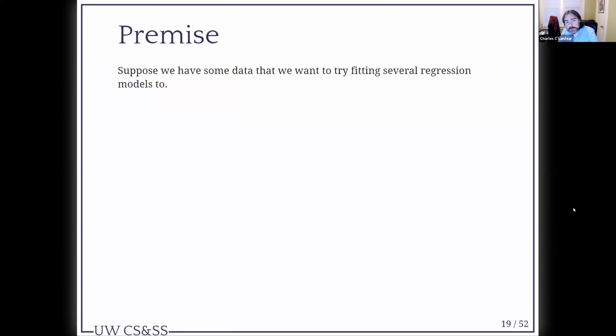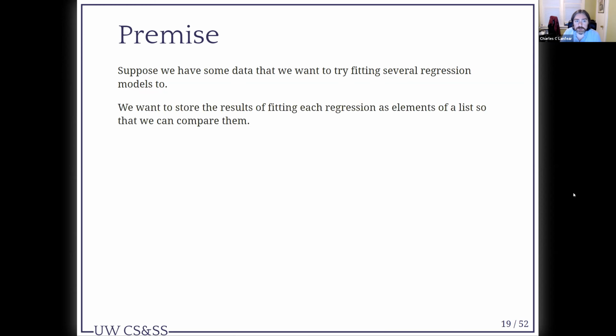Okay, so suppose that we got some data we're working with and we want to fit a bunch of different regression models to it, right? We want to know which one of these models fits our data better. So what we want to do is run each one of these models. We want to store the results of fitting the models as elements of a list, because the result of the lm function in R and all other statistical methods is a list. If you want to store a list in something, you got to store it inside of another list.